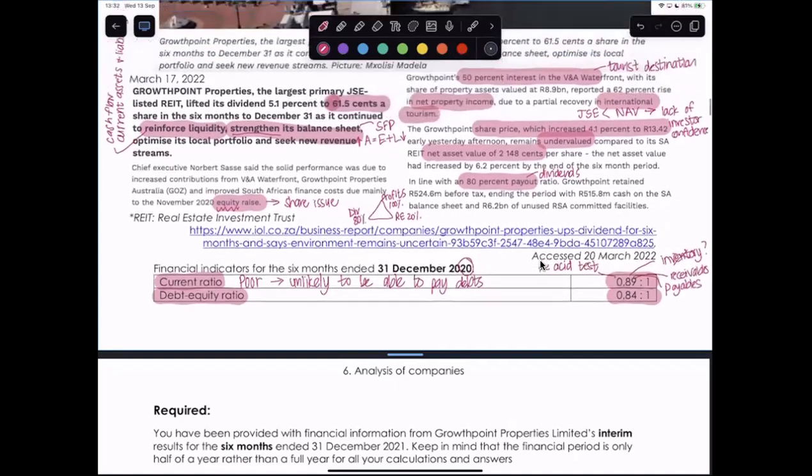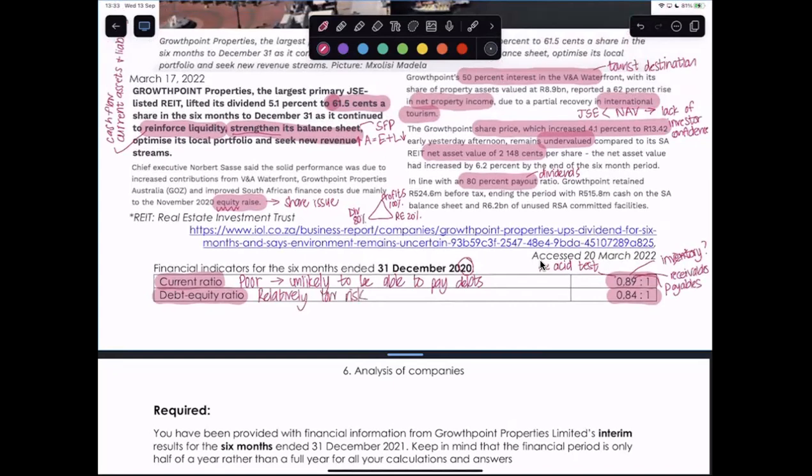And immediately we can start seeing that there are some issues with this business. The fact that the shares are undervalued might be because the shareholders are noticing things like, oh dear, the liquidity is a little bit poor. The debt equity ratio, however, is also low, below 1 to 1. And in this case, this is actually a good thing. It means that there's a relatively low risk of bankruptcy.